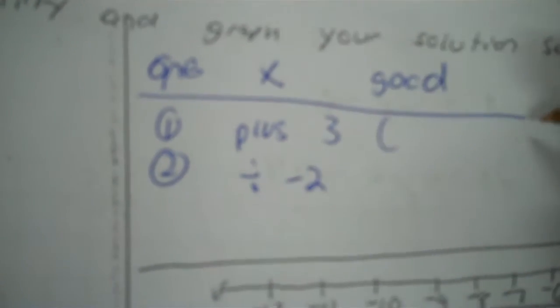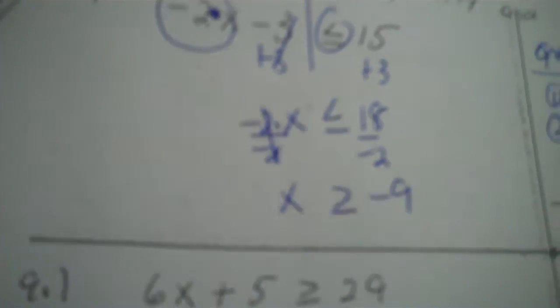So first we have to get rid of the minus 3 with plus 3. Then we get rid of the times negative 2 with divide by negative 2. So it's going to be the same sign on plus and minus, and divide by negative 2 is going to switch the sign. So same sign, and you're going to plus 3. That's 18. Then divide by negative 2. You're going to switch the sign when you do that. 18 divided by negative 2 is negative 9.